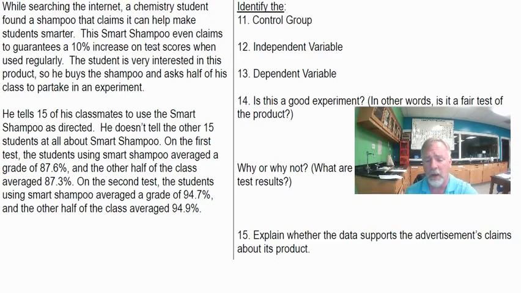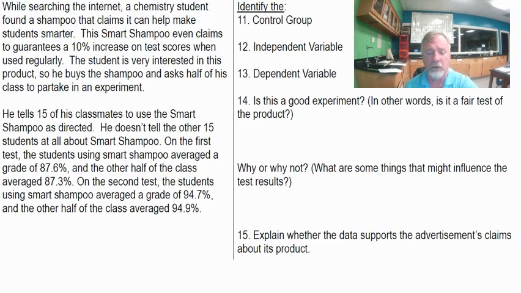Okay. Finally, to explain whether the data supports the advertiser's claims. Well, if we look at our first trial, the students that used the smart shampoo, 87.6% was their average versus the ones that didn't, 87.3. So yeah, it looks like in the first trial, the students with the smart shampoo did better. But let's look at the second trial. The ones that did use the shampoo got 94.7, but the ones that didn't got 94.9. So in this particular trial, it looks like the smart shampoo hurt the students.